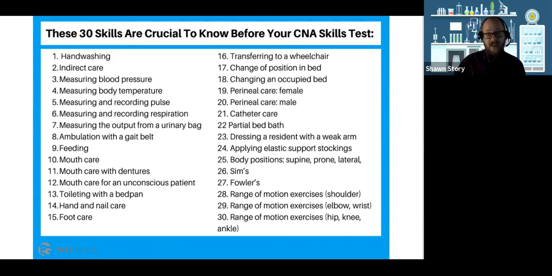Let's read through them. The first 5: number 1 makes sense, hand washing. We understand that, but there are procedures. What do you do first? What do you do second? What do you do third? You have to follow all of those procedures. There are also things you can't do that you may not realize. For example, when washing hands, you can't touch the inside of the sink. You have to keep your hands up away so they're not touching the sink.